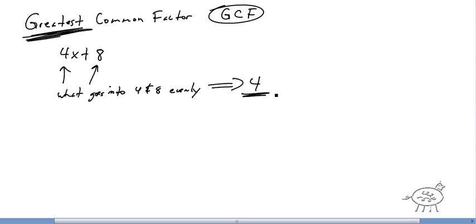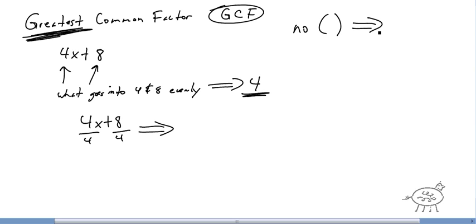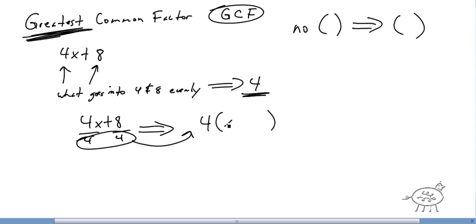So this is the work I need to see you do. Let's write 4x plus 8. If 4 is our greatest common factor, I'm going to divide each of these terms by 4, and you have to show this work. Remember, we're going from no parentheses to parentheses. So that 4 goes on the outside of the parentheses. 4x divided by 4 is just x, and 8 divided by 4 is positive 2. And that, algebra fans, is your answer: 4 parentheses x plus 2.